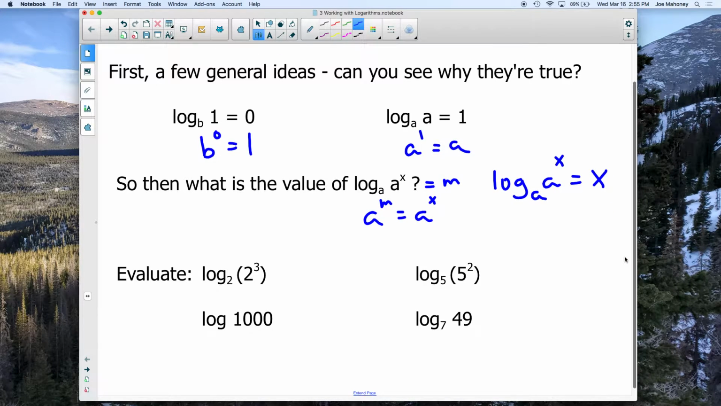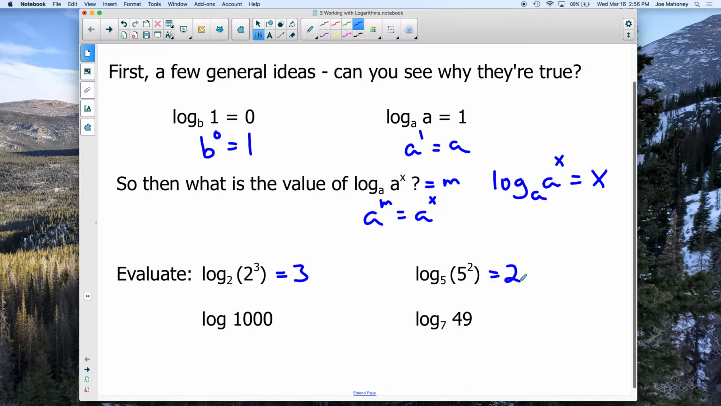So try a couple of those real quick. I'll wait for you. All right. So the first two are just right off the rule. So this first one is equal to 3. The second one's equal to 2. But let's think about the third one for a minute.